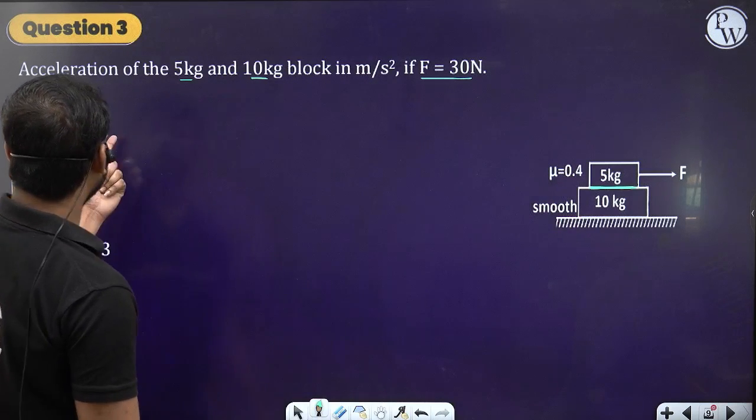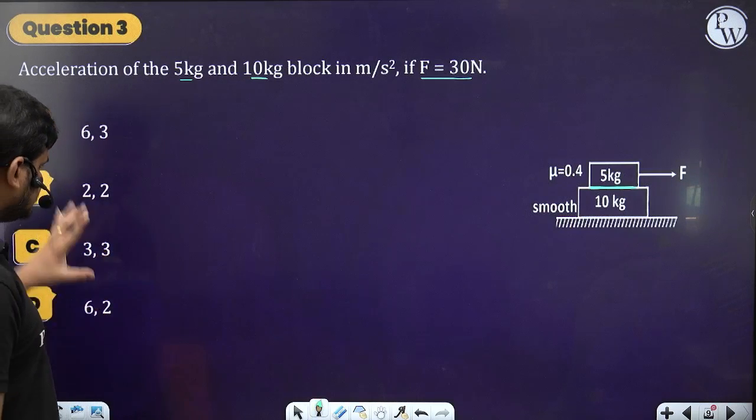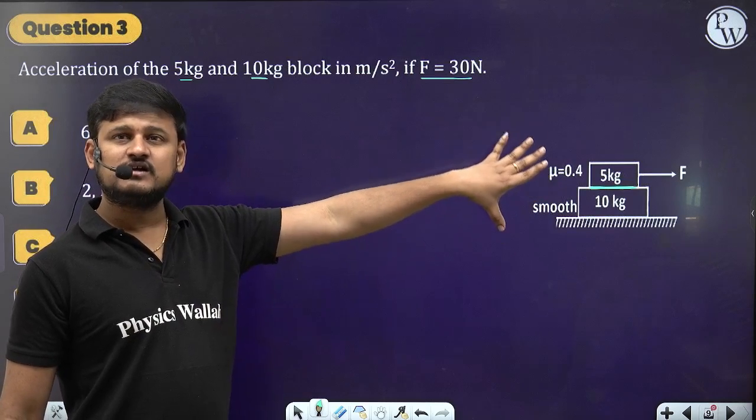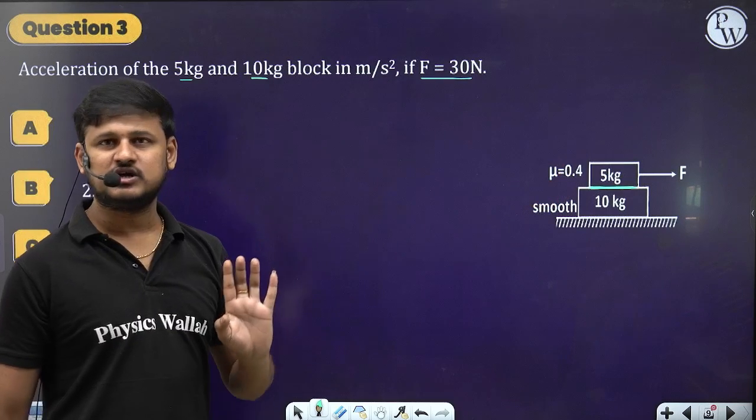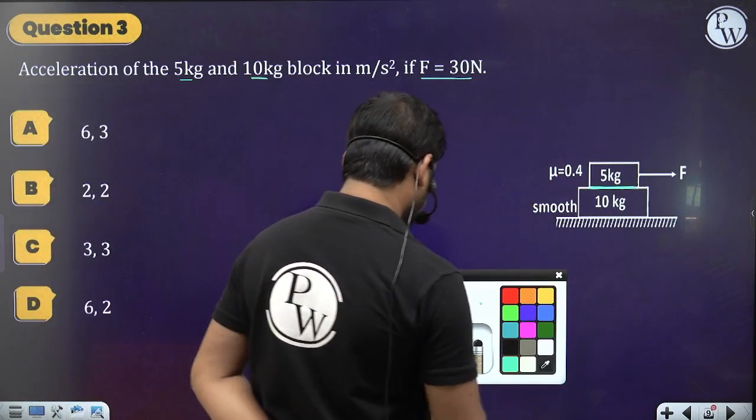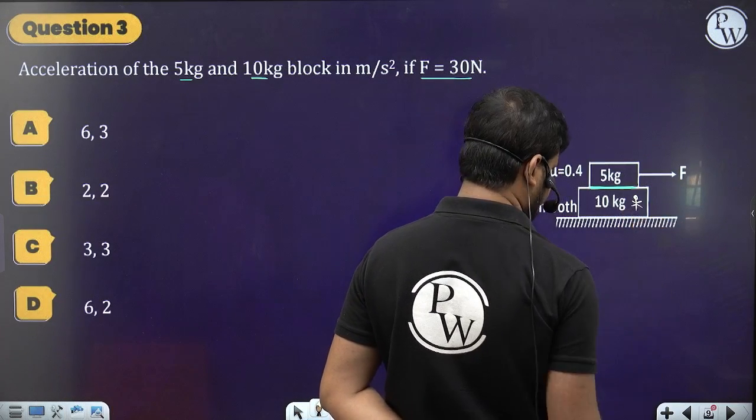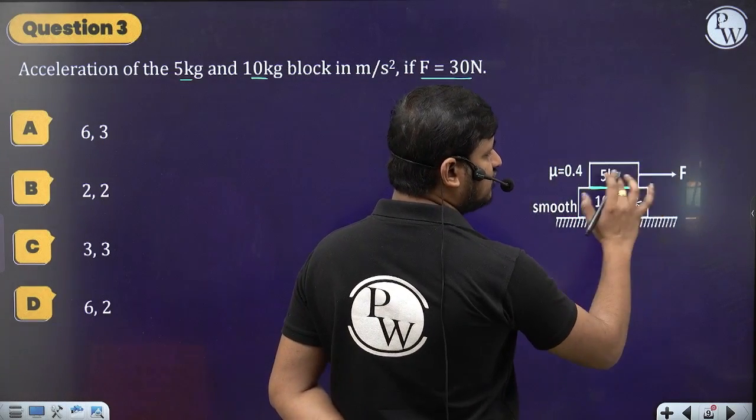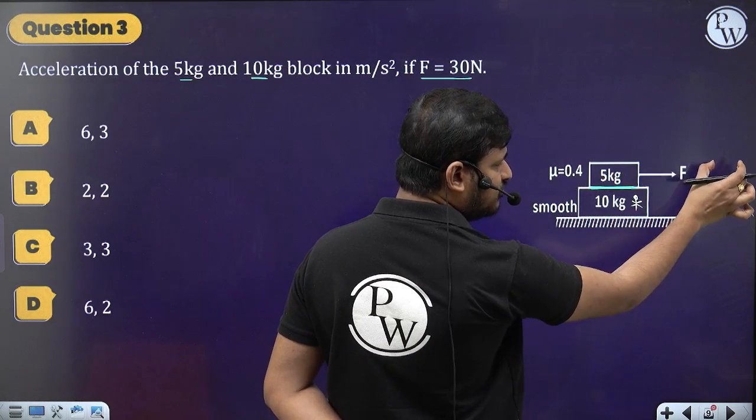So here, both are moving with the same acceleration or different accelerations. The first thing you should analyze is whether both blocks are moving together or moving separately. If you consider this as a frame of reference, then the force is acting on the 5 kg block. If you sit in this and observe, it seems to be moving to the right side.